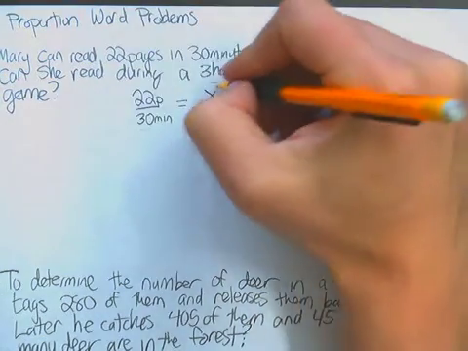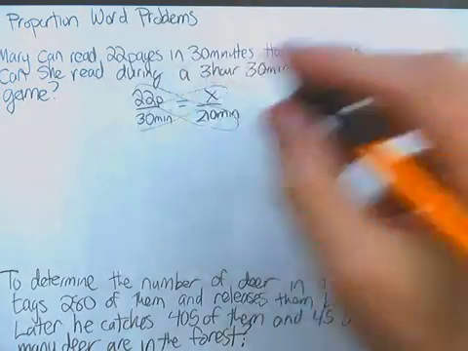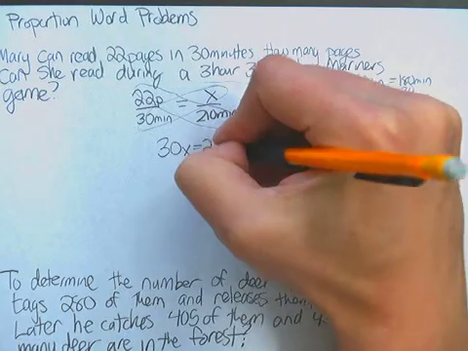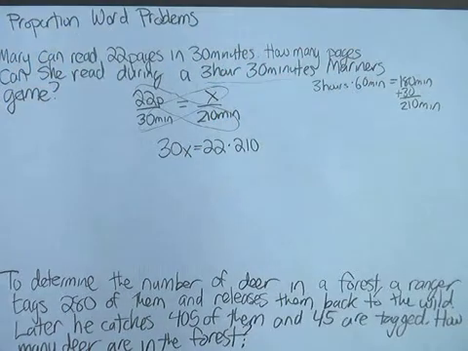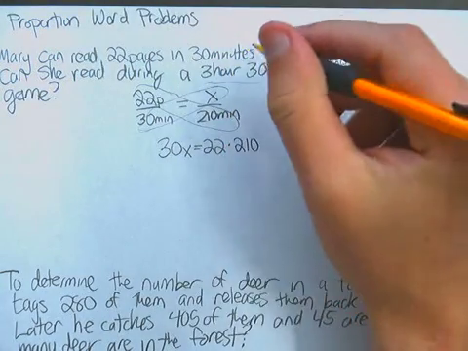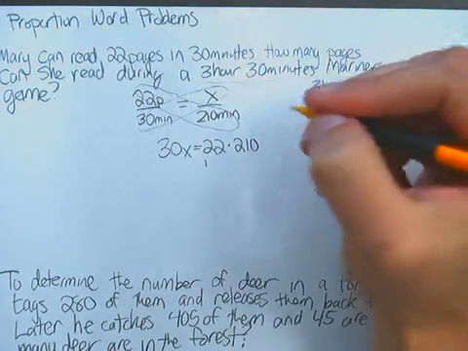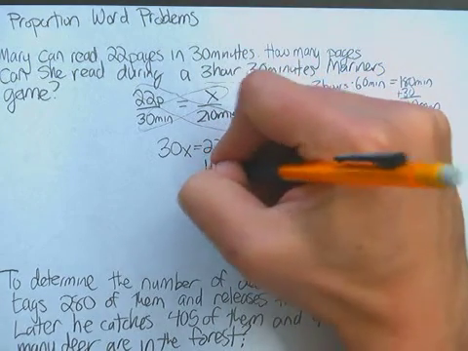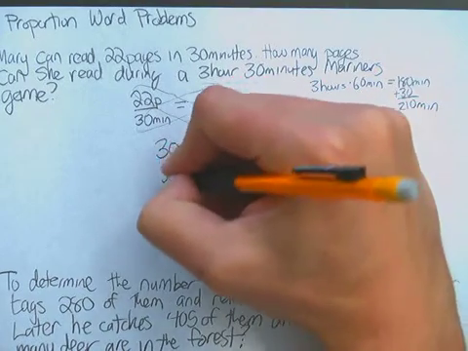So now I just cross multiply. And I get 30x is equal to 22 times 210. Now 22 times 210 is... Ooh, let's go to our good old friend the calculator for this. 22 times 210. It's 4,620. And that's equal to 30x.